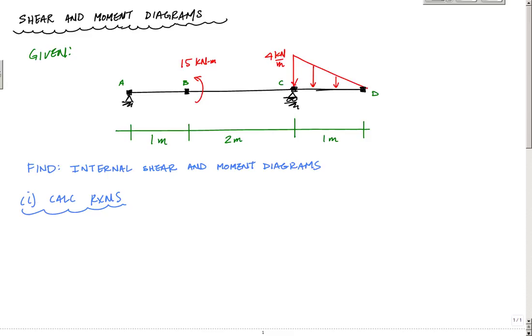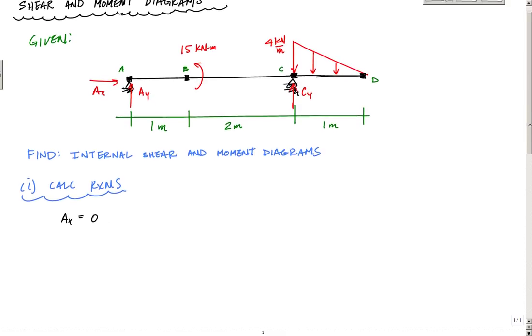The thing you want to do is draw what the reactions are. So we're going to have a vertical reaction here, Ay, horizontal Ax, and Cy vertical there. And Ax is pretty trivial. If you sum the forces in the horizontal, that's going to be 0. So Ax equals 0. That's easy.